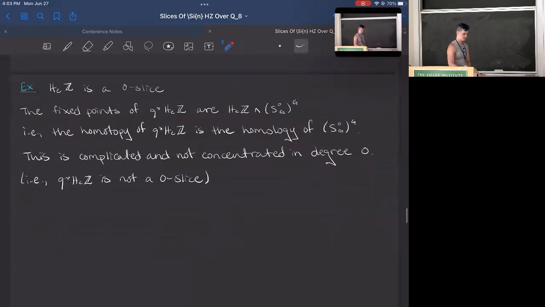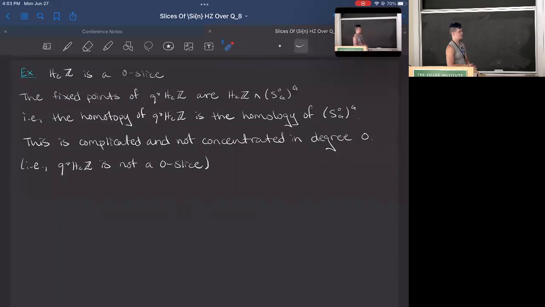For example, let's take a look at how it doesn't play well with the slice filtration. So HEZ is a 0 slice. It's an Eilenberg-MacLane spectrum with homotopy concentrated in degree 0. Now, if we use the projection formula, the fixed points of the pullback are HEZ smashed with the G fixed points of the sphere spectrum. That is, the homotopy of this pullback is the homology of the fixed points of the sphere spectrum. But that's very complicated and not concentrated in degree 0, i.e. this pullback is not a 0 slice. So Q star does not necessarily play well with the slice filtration.